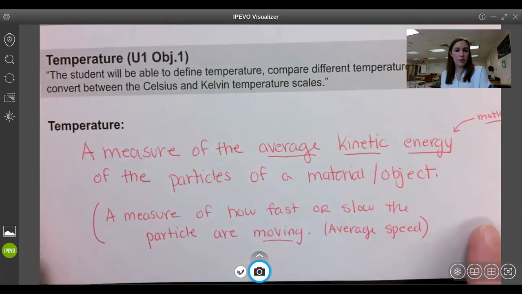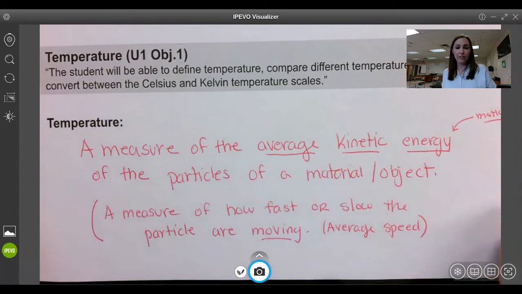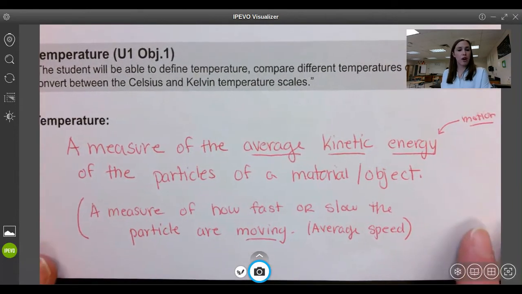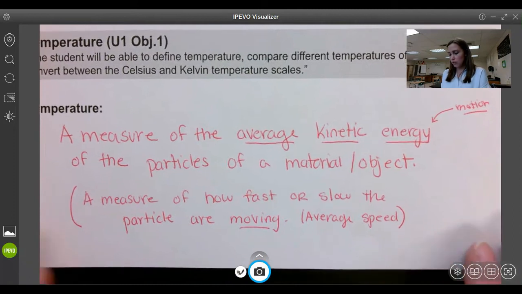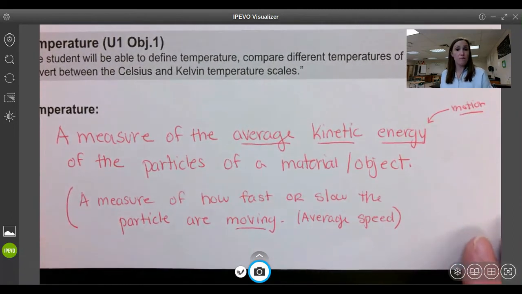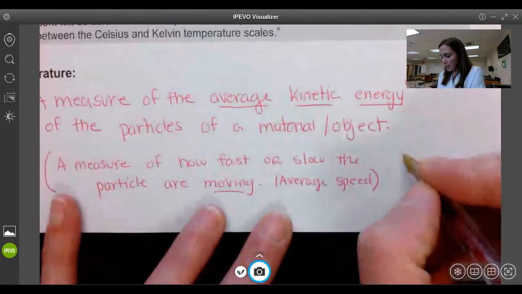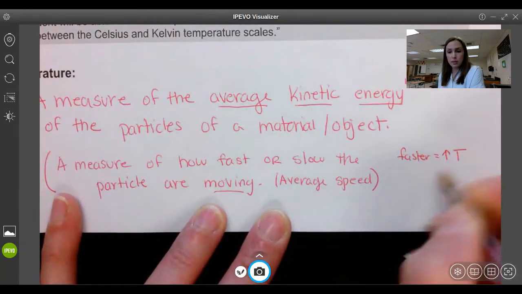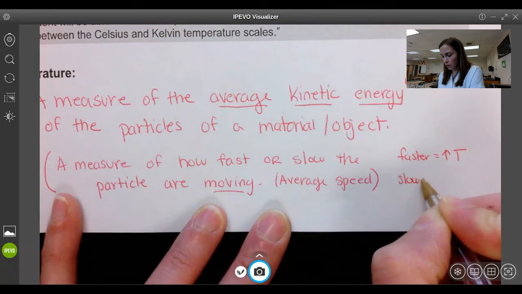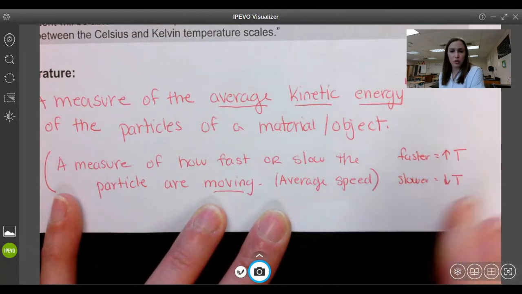So to start off, temperature is a measure of the average kinetic energy of the particles of a specific material or object. And if you remember from what you've been learning about, kinetic energy is motion. So really this is the average motion or the average speed of those particles. So a measure of how fast or slow the particles are moving, which means then that the faster they are, the higher the temperature is going to be. The slower they're moving, the lower the temperature is going to be.